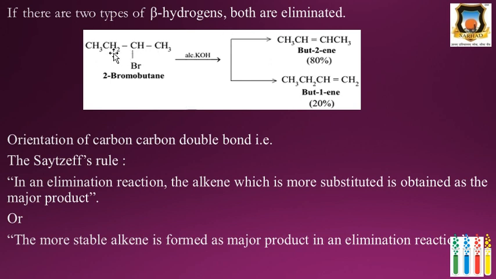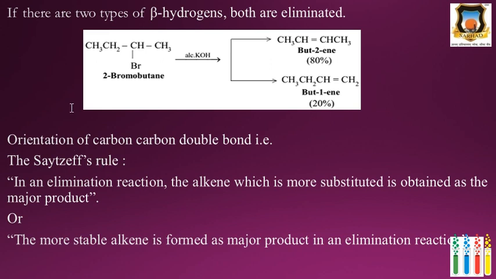2-butene is formed by elimination of hydrogen present on the third carbon, and when hydrogen present on the first carbon is eliminated, we get 1-butene, because there are two beta hydrogens and both are eliminated and we get two products, but the percentage of each product is different. 80% we get 2-butene and only 20% we get 1-butene. And this orientation of the carbon-carbon double bond, or formation of this product, is according to Saytzeff's rule.